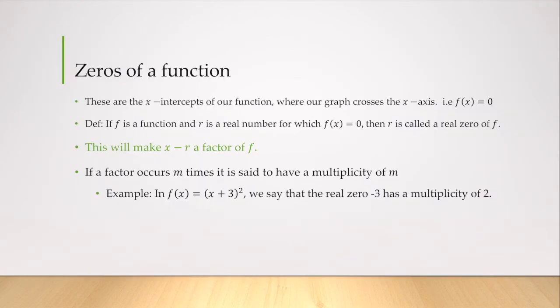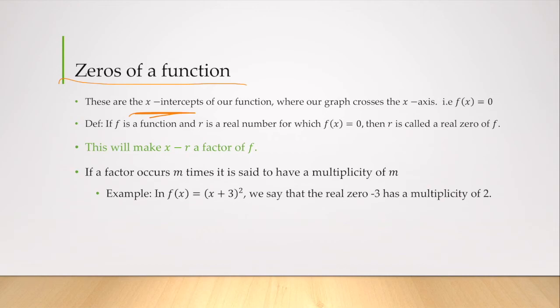Let's talk about zeros of a function. These are the x-intercepts of our function, so where our graph crosses the x-axis. If f is a function and r is a real number for which f of x equals 0, then r is called a real 0 of f. This will make x minus r a factor of f. Note, we can have complex zeros, but they will not be x-intercepts. They will not cross the x-axis, and they will not be factors.